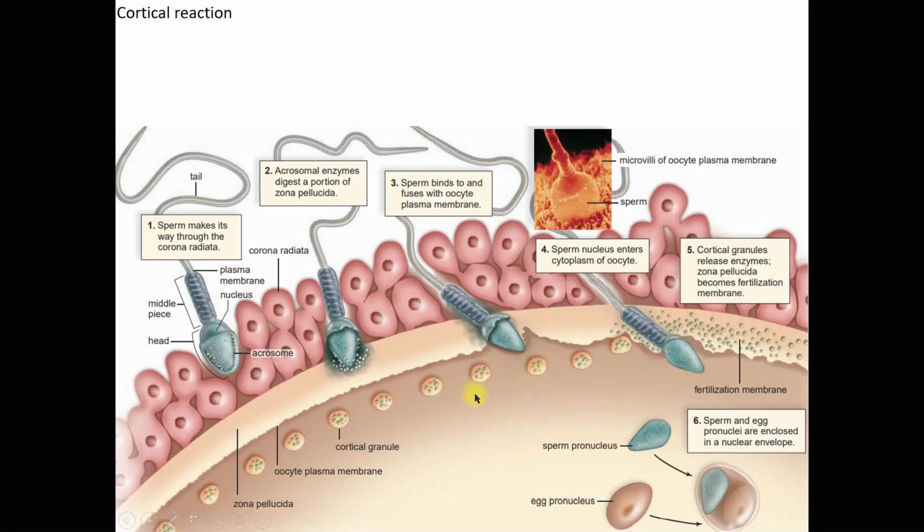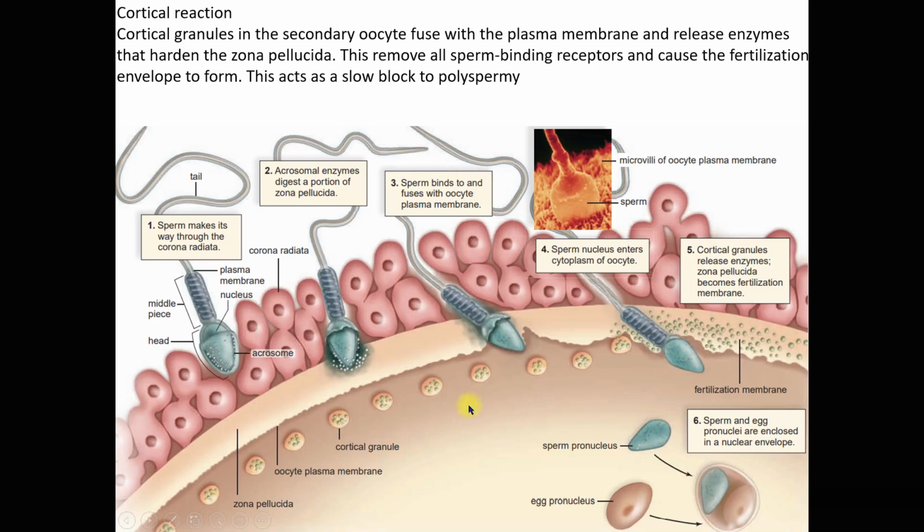Next is the cortical reaction. You can see the cortical granules here, many of them just under the secondary oocyte plasma membrane. In the cortical reaction, cortical granules in the secondary oocyte cytoplasm fuse with the secondary oocyte plasma membrane. You can see this fusion releases enzymes. These enzymes will harden the zona pellucida. This whole thing here is the zona pellucida, and the enzymes from the cortical granules will harden it.